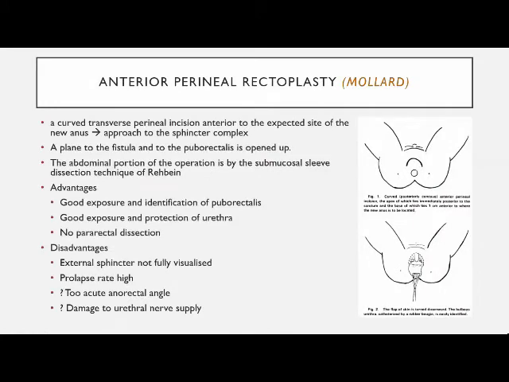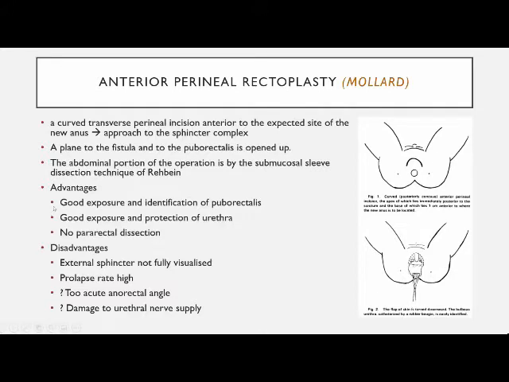Then the anterior perineal rectoplasty was described by Mollard. In this, a curved transverse perineal incision is made anterior to the expected site of the neo-anus, and this is used to approach the sphincter complex. The plane to the fistula and the puborectalis is opened up through this incision, and the abdominal portion of the operation is done by the submucosal sleeve dissection technique of Rehbein, which I described earlier. The modification is mainly with respect to the incision and usage of the skin flap.